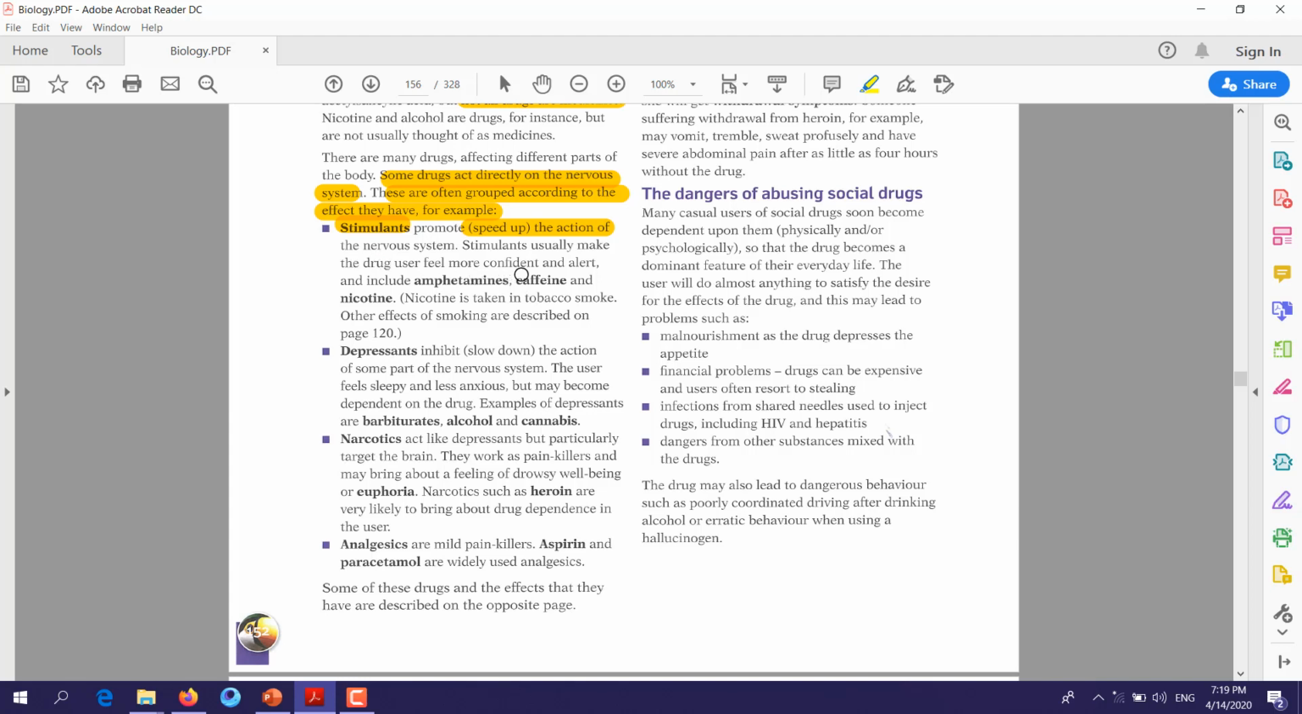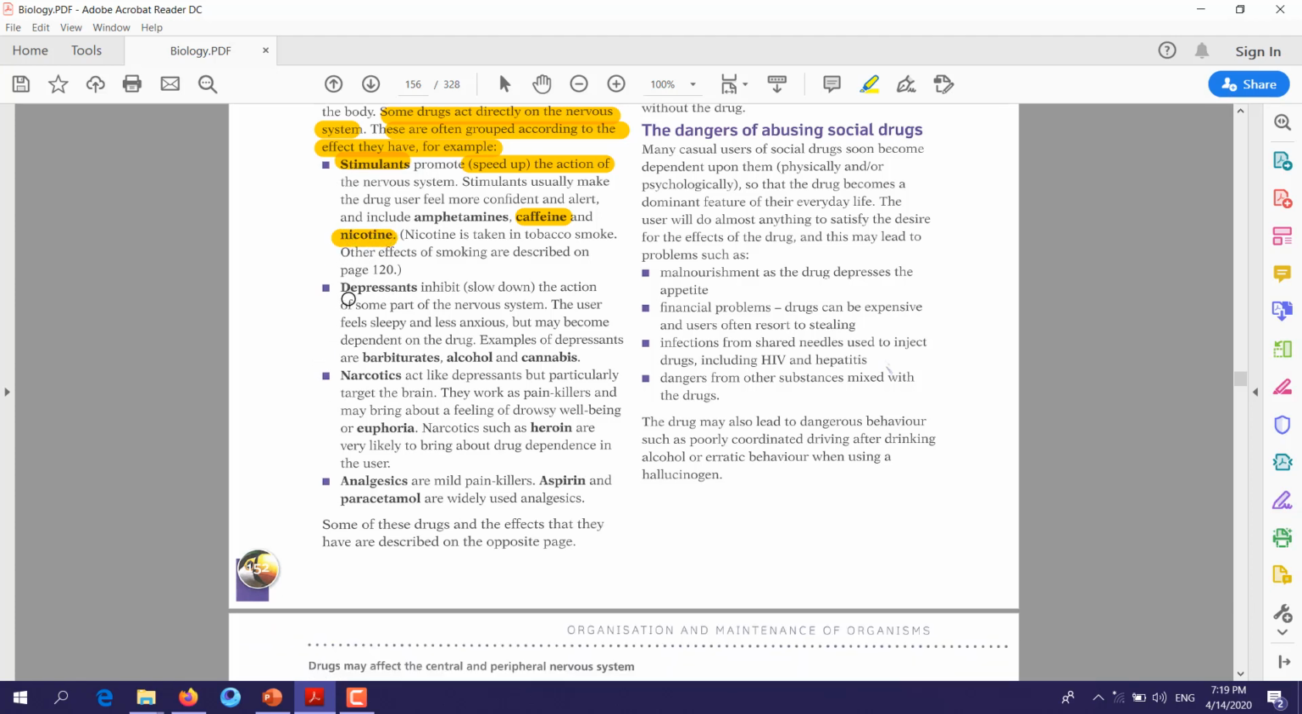Okay. Example: caffeine. When you get caffeine, what will happen? You will feel you have energy, and you will be awake for a longer time. Nicotine is also an example of stimulants.